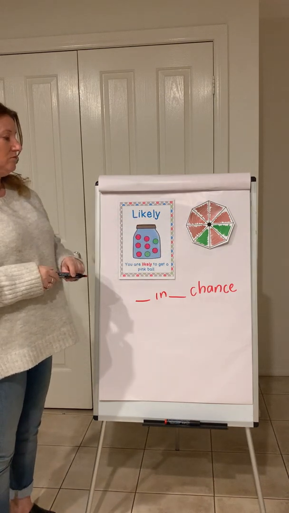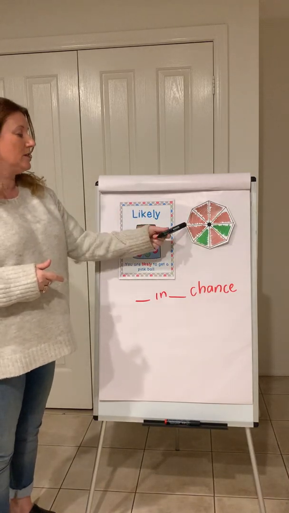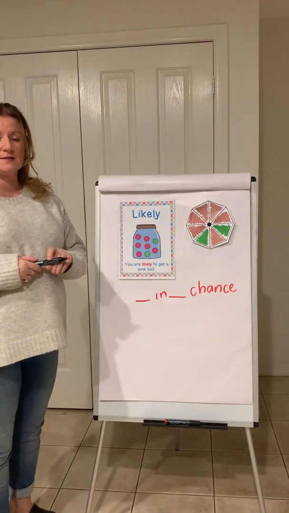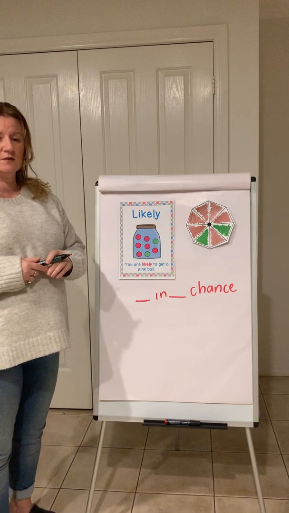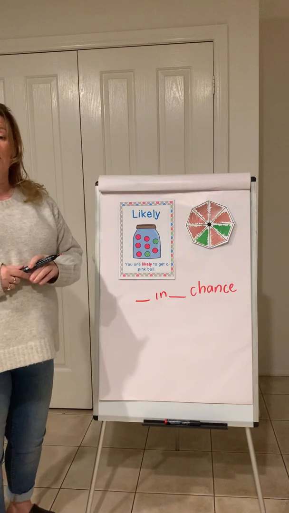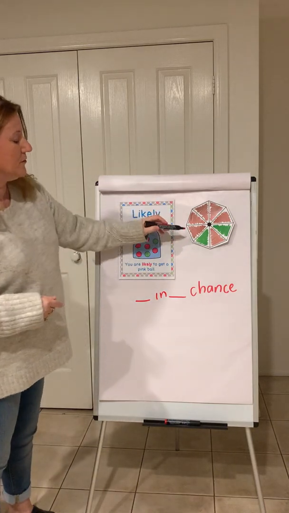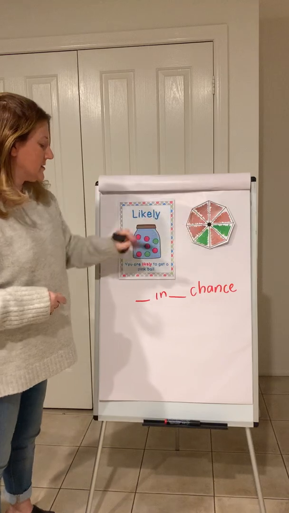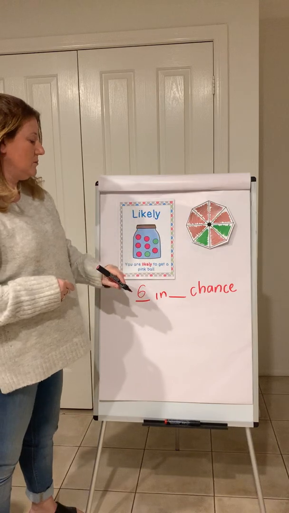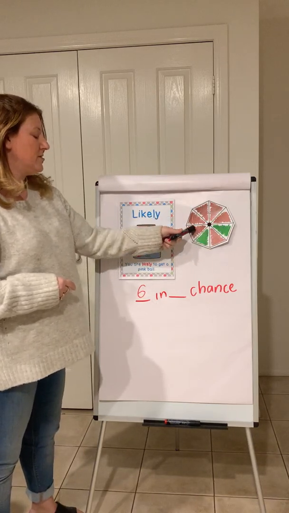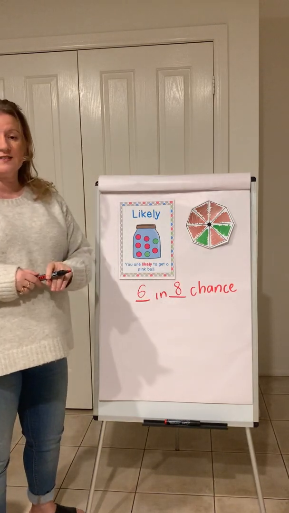Now let's look at the spinner. It's broken up into 8. There are only 2 green. There are 6 pink parts. Am I more likely to land on a pink or a green? That's right, I'm more likely to land on a pink. What is my chance of landing on a pink? Well, we said it before. 1, 2, 3, 4, 5, 6. I have a 6 in how many parts altogether when we counted them? 1, 2, 3, 4, 5, 6, 7, 8. I have a 6 in 8 chance of landing on pink.